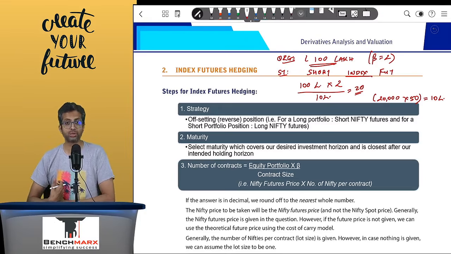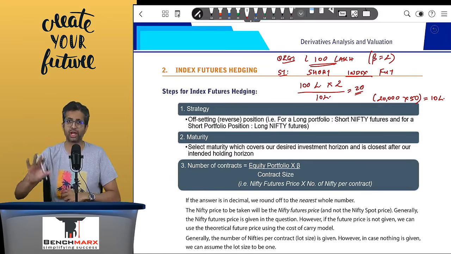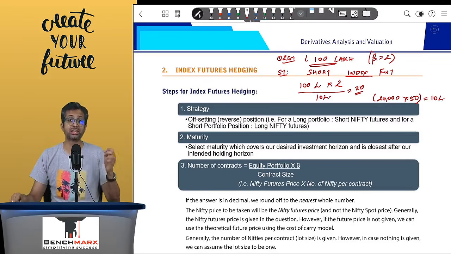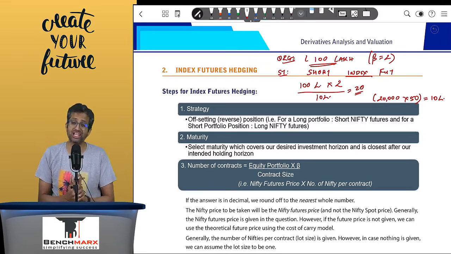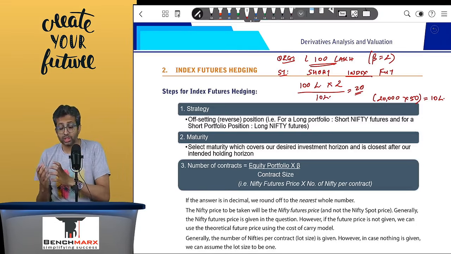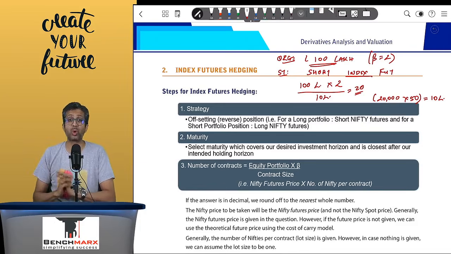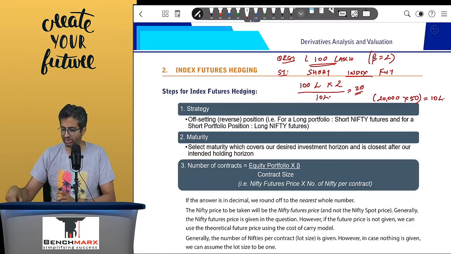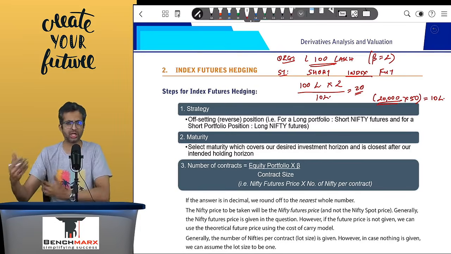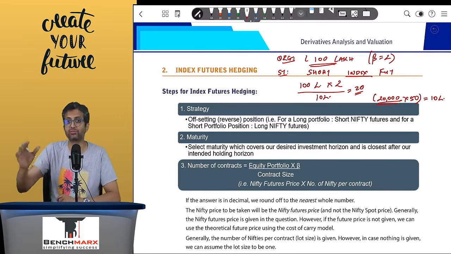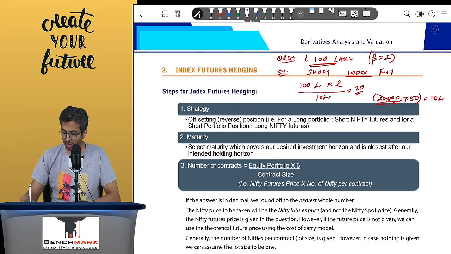If the Nifty falls by 10%, your stock, which has a beta of 2, should ideally fall by 20%, and hence you are staring at a 20% loss, that is a 20 lakh loss on a 100 lakh portfolio. Now, suppose you have shorted 20 contracts of the Nifty futures when the Nifty was at 20,000. After, let us say, 3 months, if the Nifty falls by 10%, it would have gone from 20,000 to, let us say, 18,000.